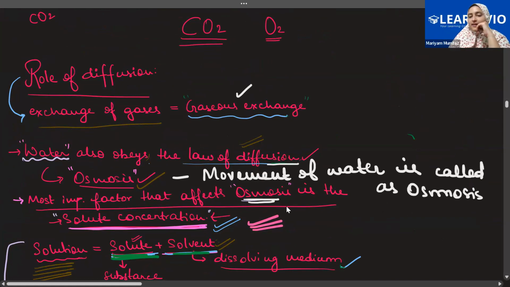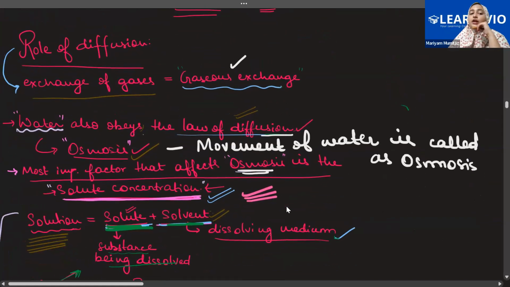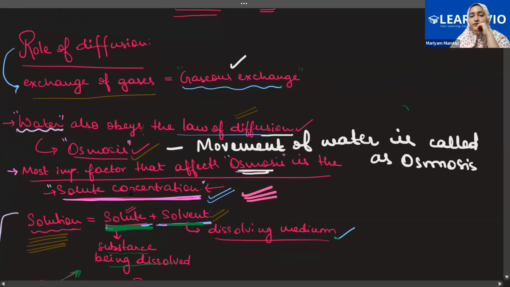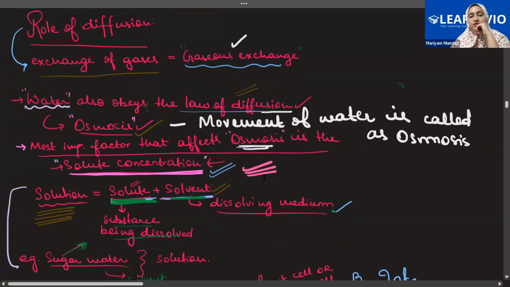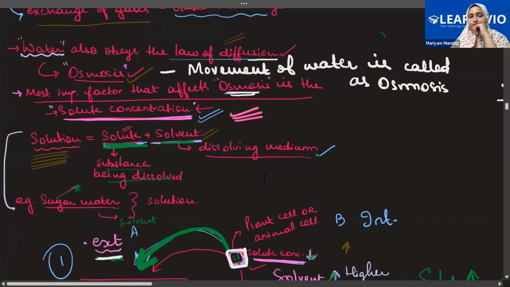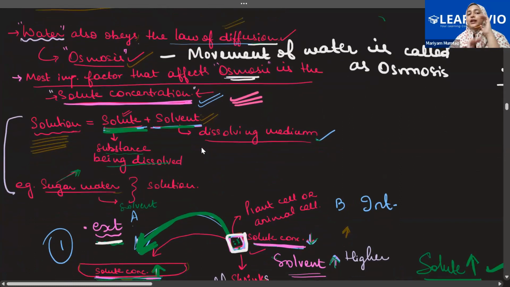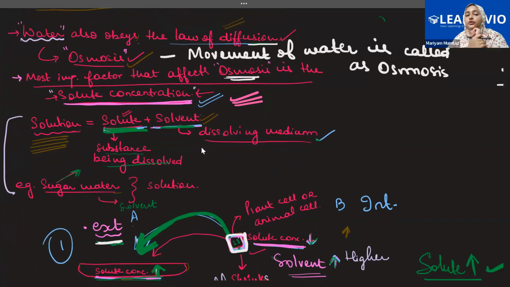But the only exception or difference is that the movement of water is known as osmosis. You will not call it diffusion. It is known as osmosis. This is the process through which the water moves from a region of high concentration to the region of low concentration. Now, the most important factor that will be affecting the process of osmosis is the concentration of solute.